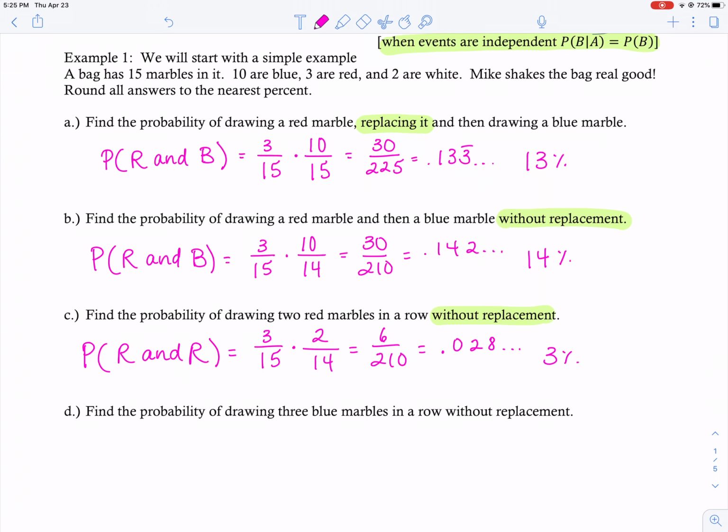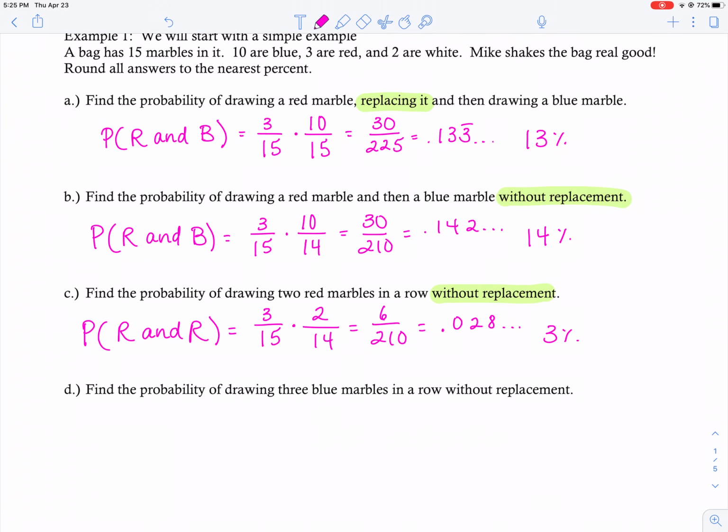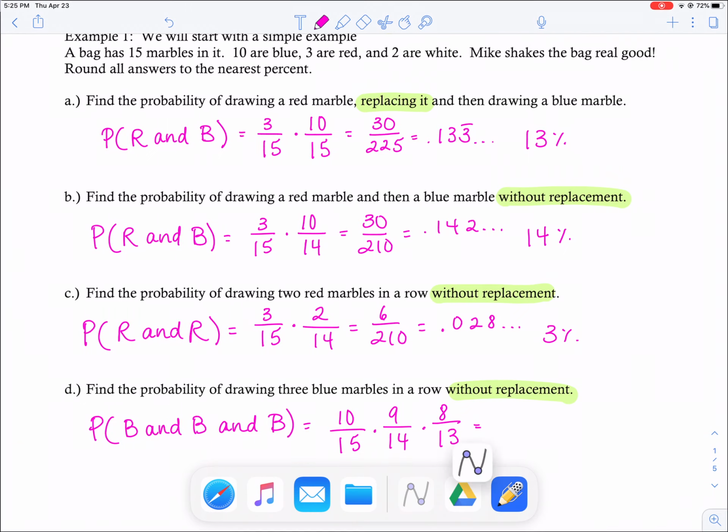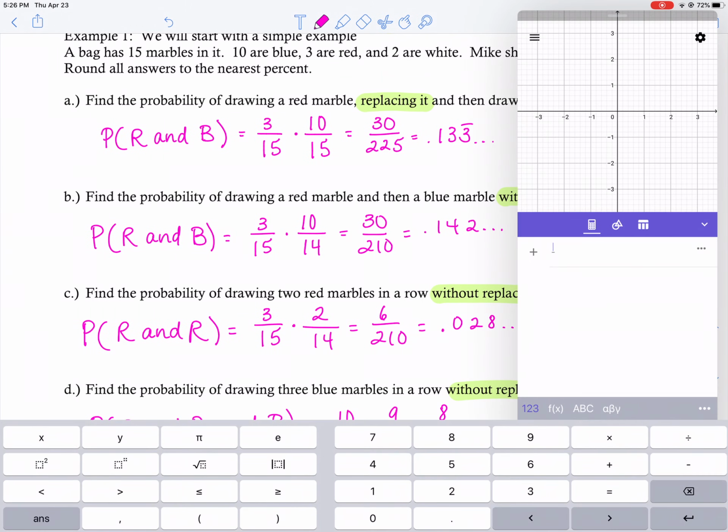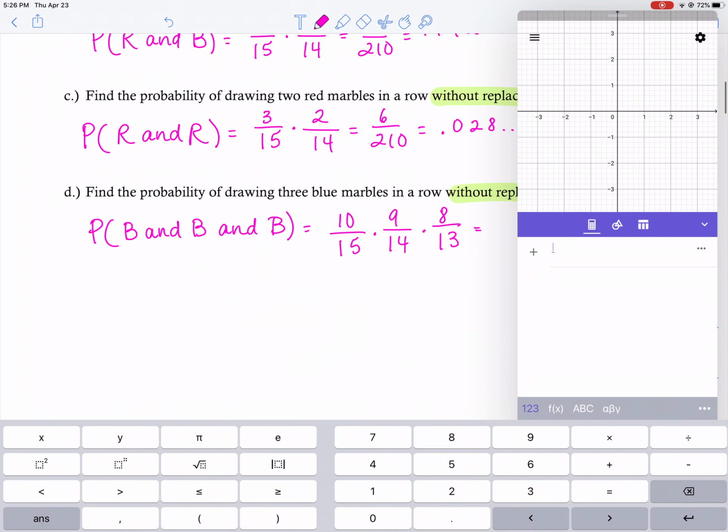Last one says, find the probability of drawing 3 blue marbles in a row without replacement. So we need the probability of blue, and then blue, and then blue. 10 out of 15 is my first shot. I'm still holding on to it, so 9 over 14 times 8 over 13. I'm going into GeoGebra for this one. I'm going to do my first fraction, which was 10/15.